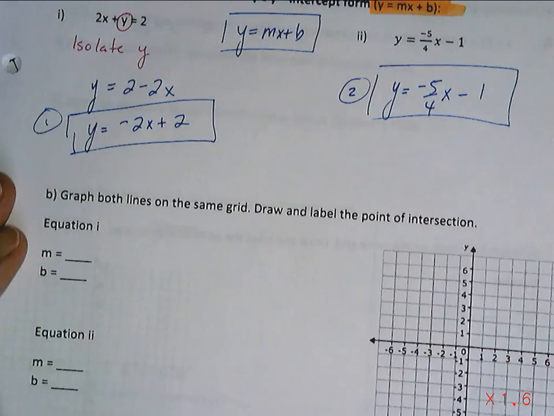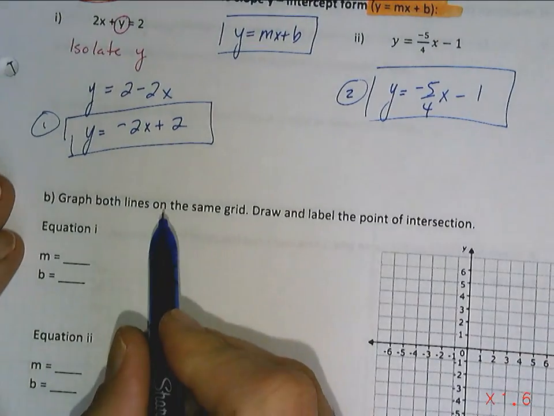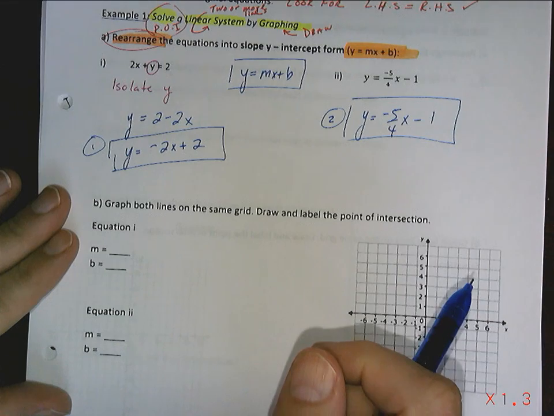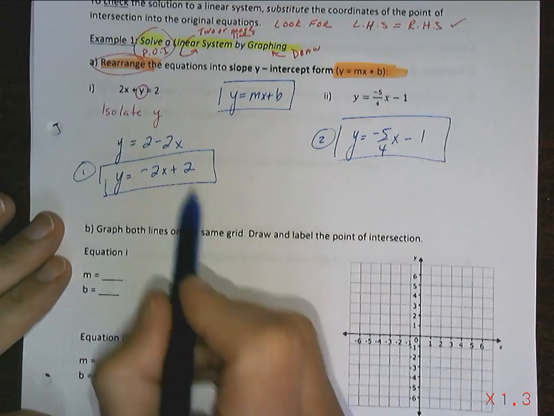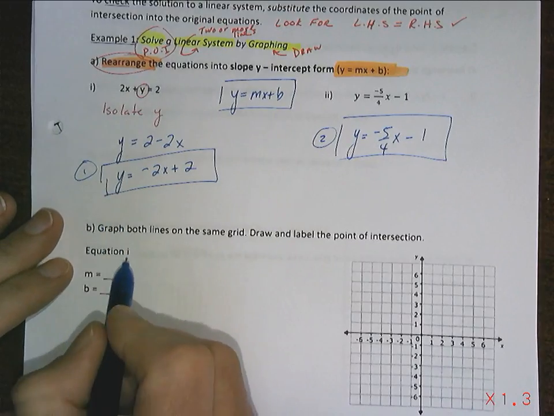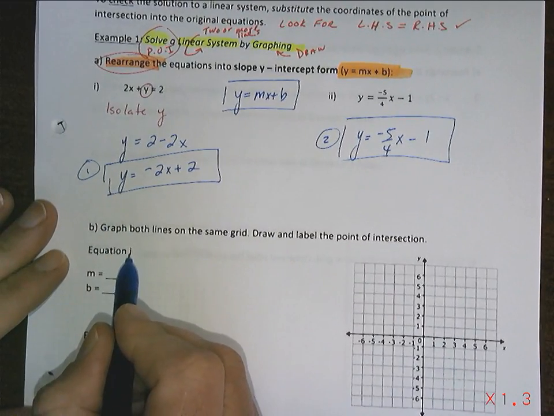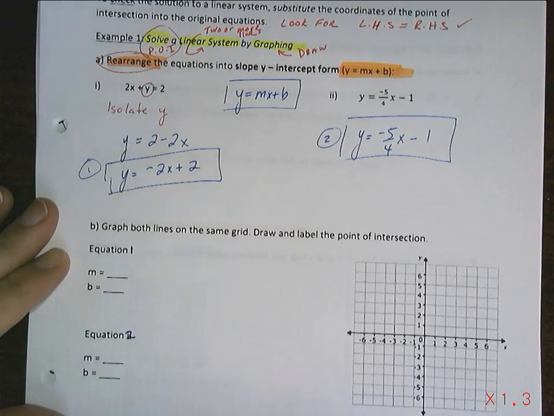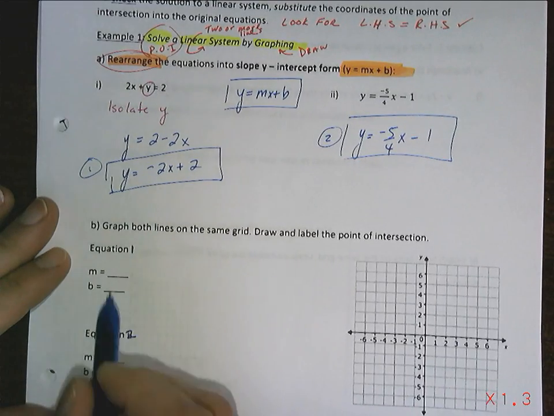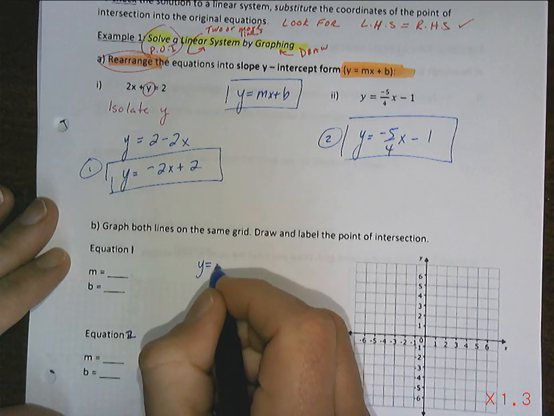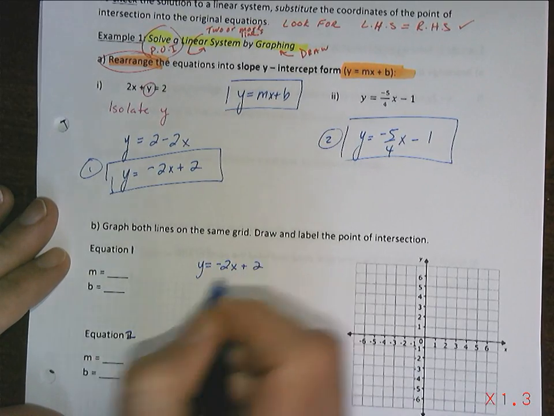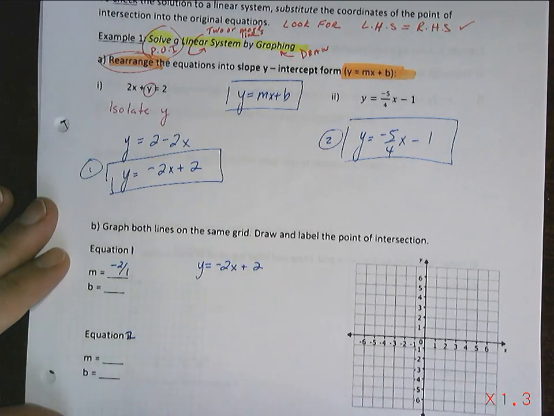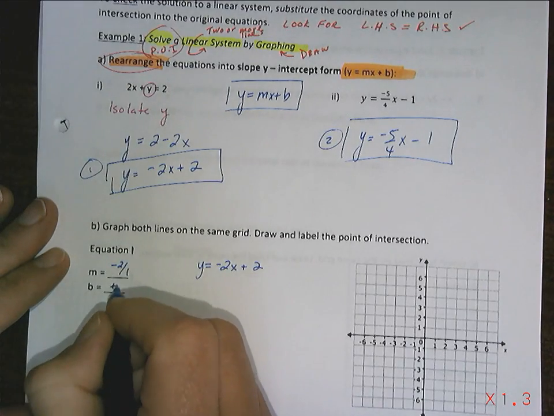Okay, so what we do now is we're going to graph both lines on the same grid. So I'm going to zoom out just a little bit here. I want to graph this one, and I called it equation 1, and then I'll call the other equation 2. So here's equation 1. I want to graph y equals negative 2x plus 2. So what is the slope? The slope is negative 2 over 1. Now, what is the b value? The b value is plus 2.